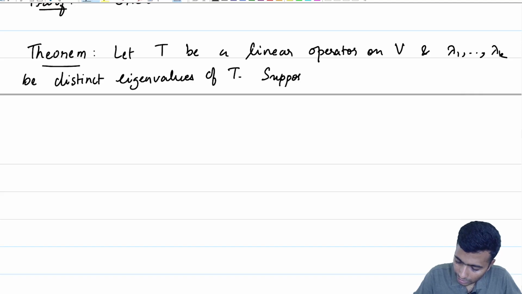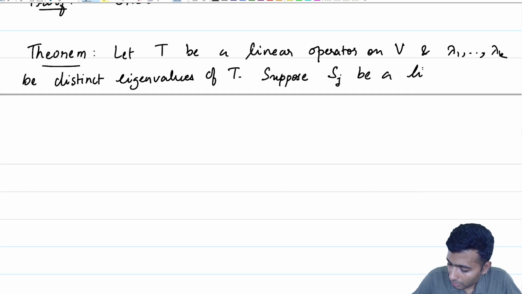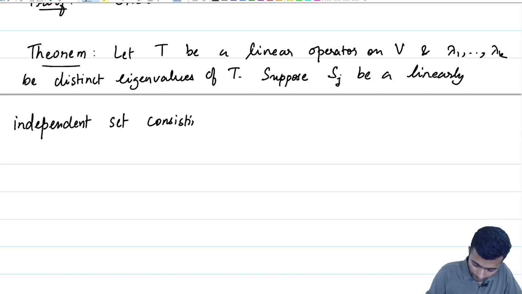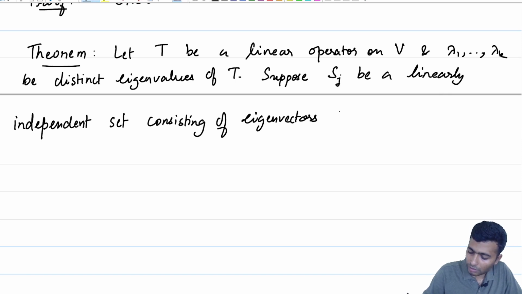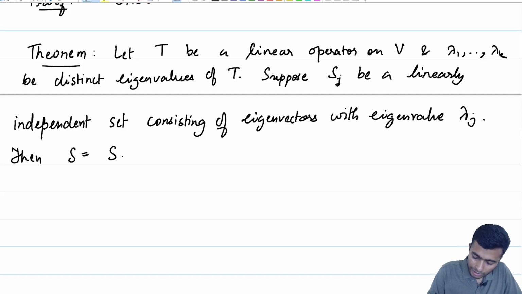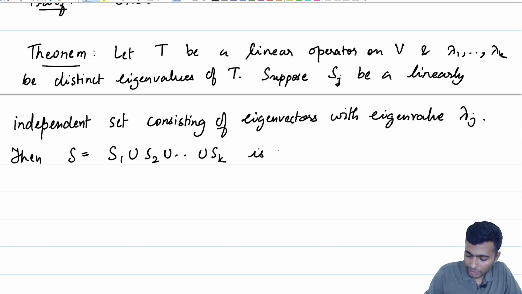Suppose we get hold of Sj, a linearly independent set consisting of eigenvectors with eigenvalue lambda j. Then S equal to S1 union S2 union up to Sk is linearly independent.